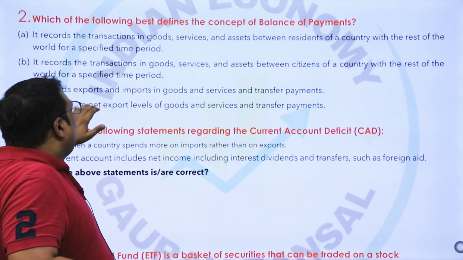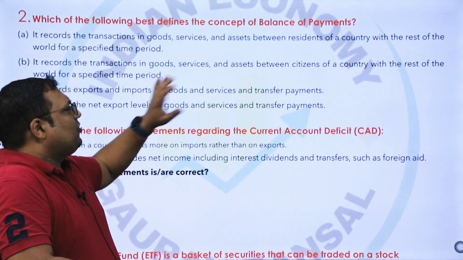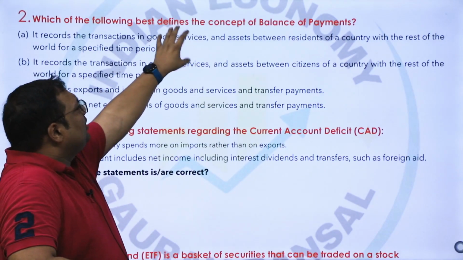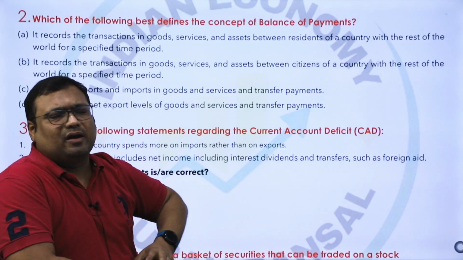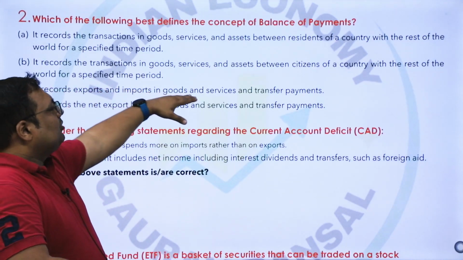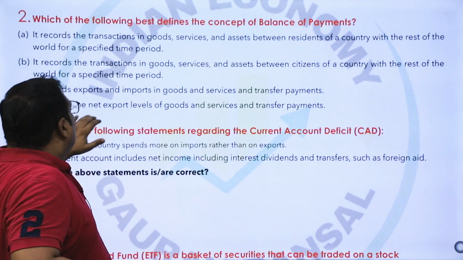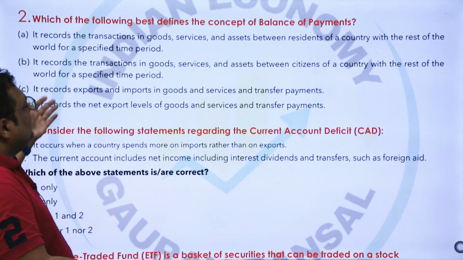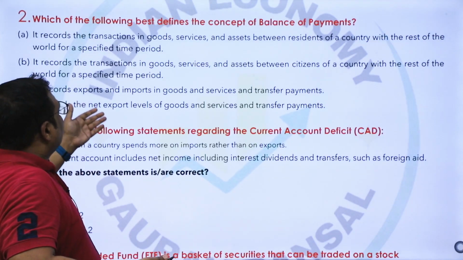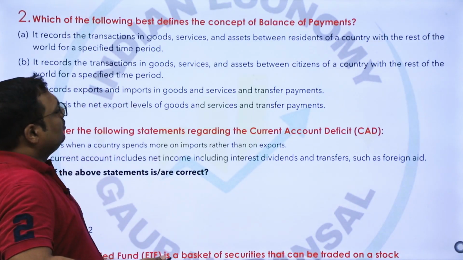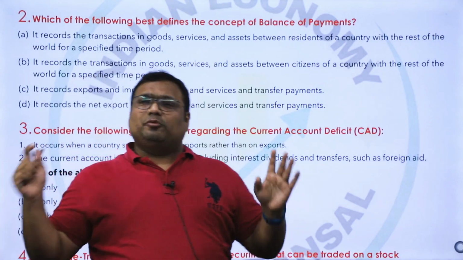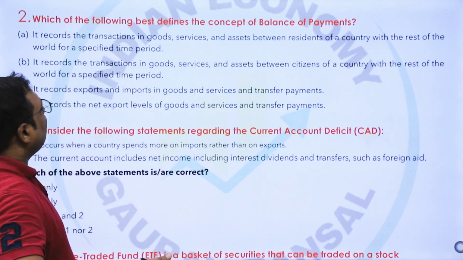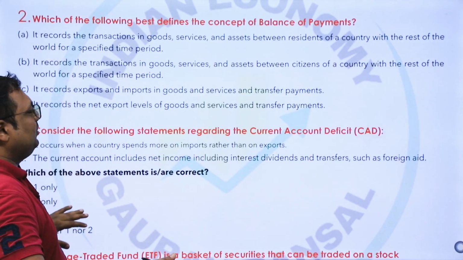C: It records exports and imports in goods and services and transfer payments. This is correct, but incomplete. The first statement is more complete because it talks about both current and capital account. This talks only about the current account. D: It records the net export level of goods and services and transfer payments. It's the same thing. C and D are roughly the same. Net export means export minus import, so that also is absolutely correct. That is included in the BOP, but this is not the best explanation of BOP. A is the best explanation, and that should be the answer.